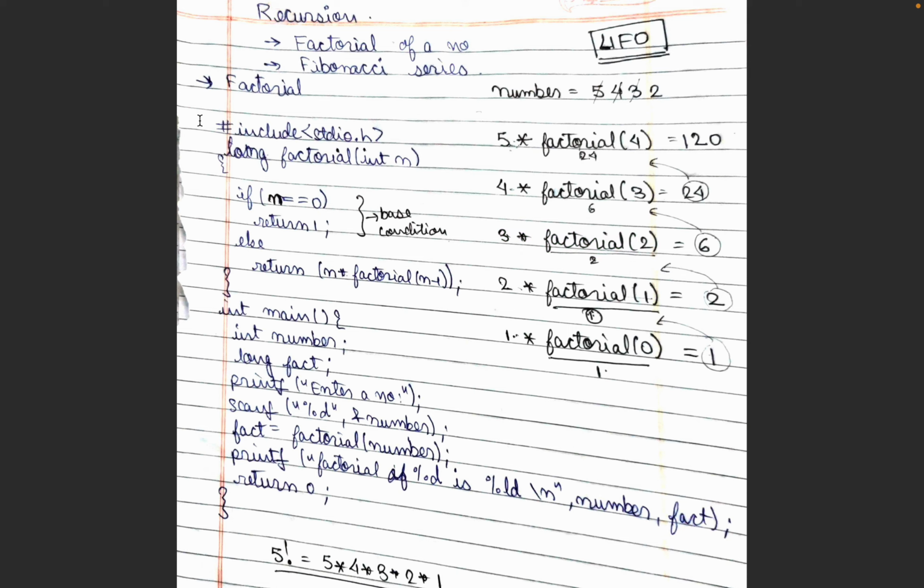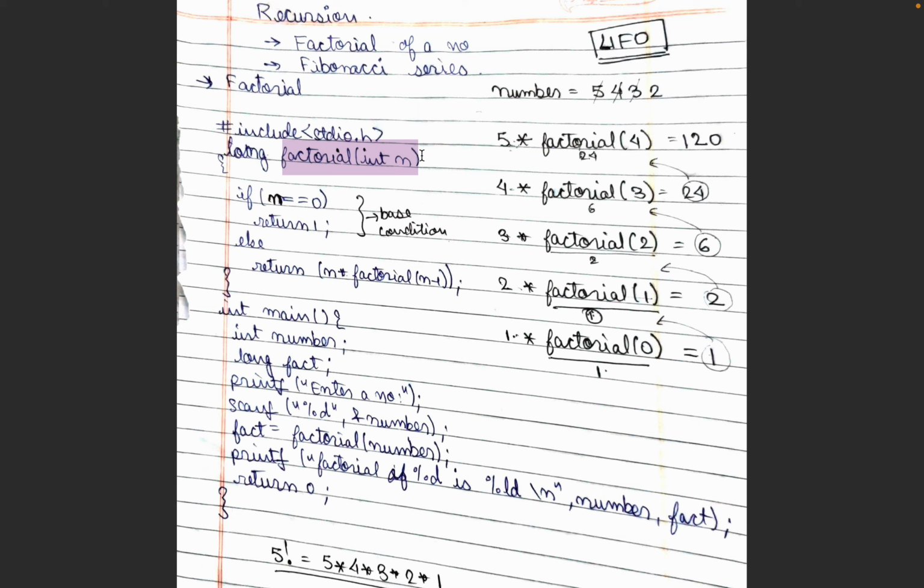Again we go with 2. It's false. So it will be 2 into factorial of 2 minus 1, so it will be 1: 2 into factorial of 1. Now again we go with the same factorial function with the value 1. So it will be 1 into factorial of 1 minus 1, that is 0. So 1 into factorial of 0. Now again we go to this factorial function with the value 0.